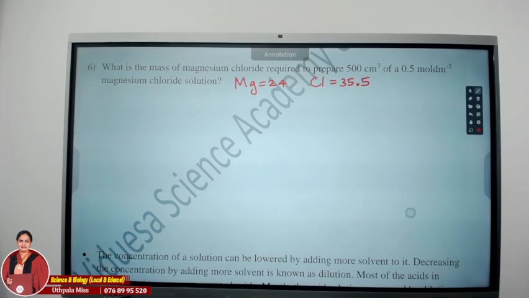So what is the formula of magnesium chloride? You need to know that first. MgCl2. Yes, MgCl2.